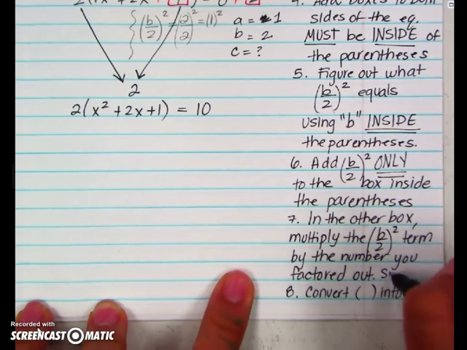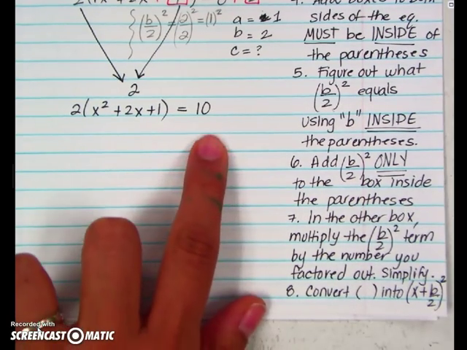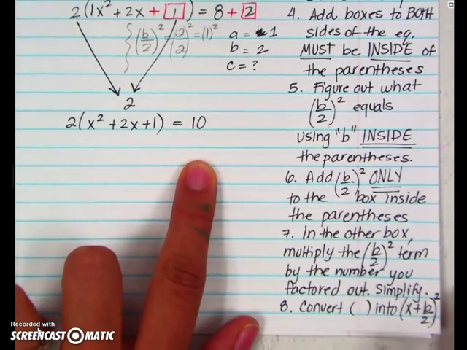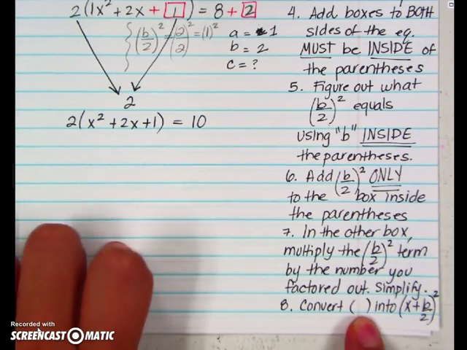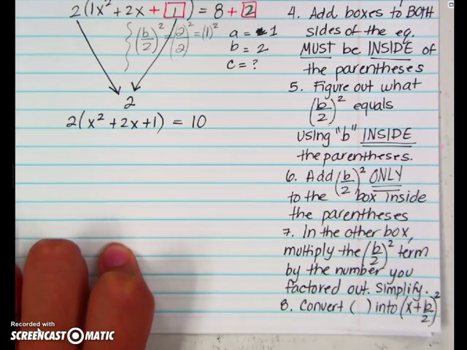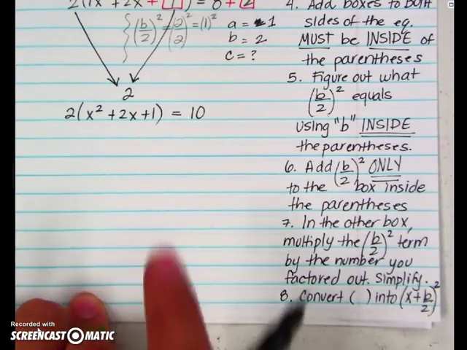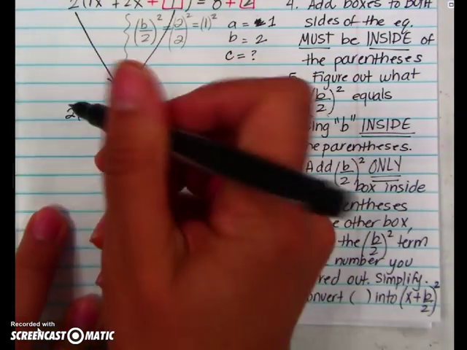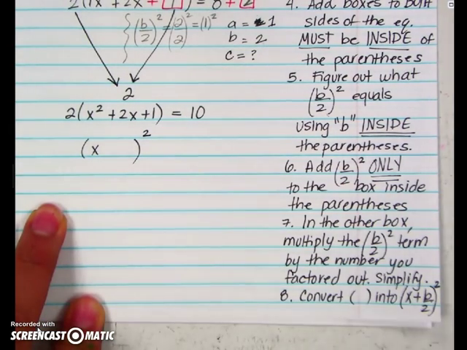Make sure you add the word simplify at the end of number 7. So that's where we simplified by adding 8 plus 2 gives us 10. And step 8 says convert your parentheses into x plus b divided by 2 squared form. So this is where we change it from standard form into vertex form. So you're going to put an x, parentheses, squared. And what is b divided by 2?